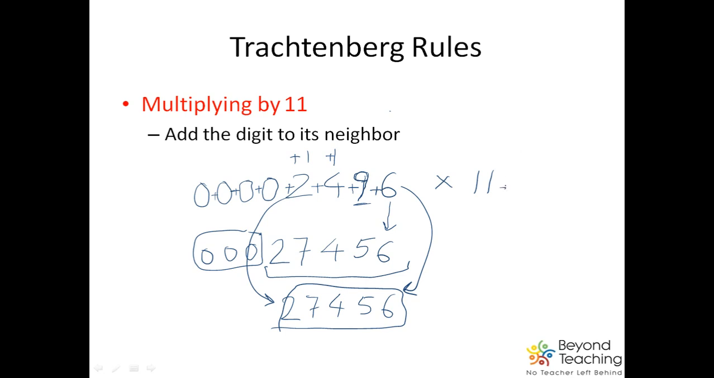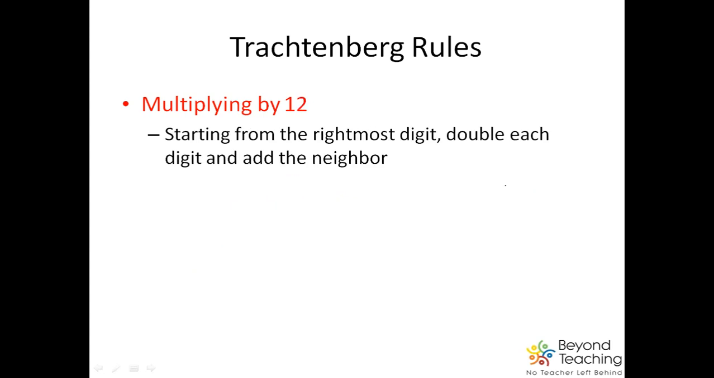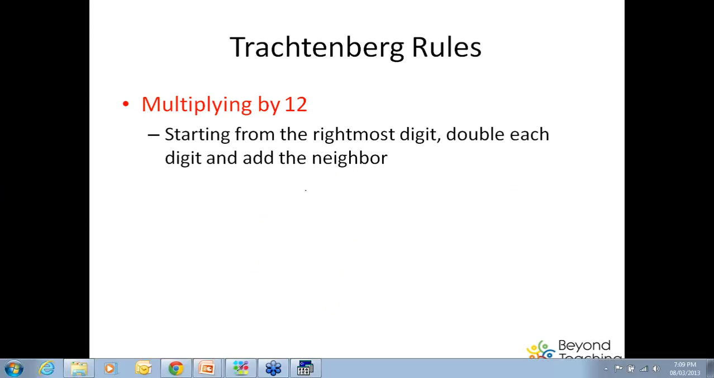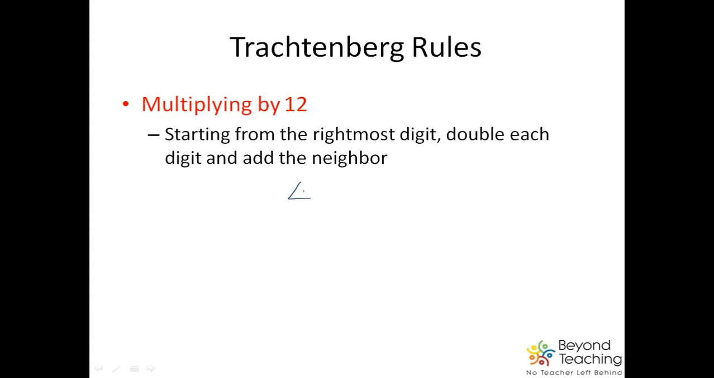All right, so let's move on. Let's see if there's some more challenge here. Starting from the rightmost digit, double each digit and add the neighbor. Let's see if we are able to work on this. Let me write a larger number here. 4963 times 12. Now this is a bigger number, and let's see how we quickly work on this.